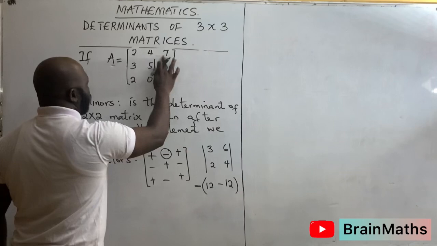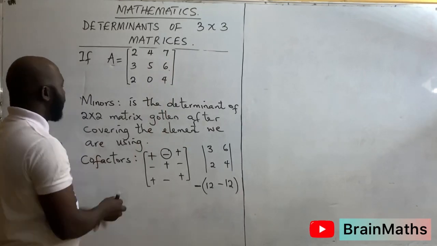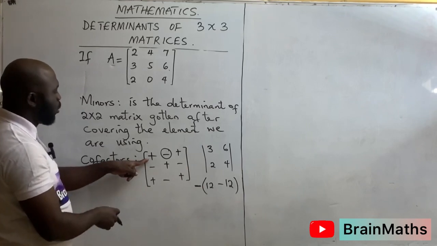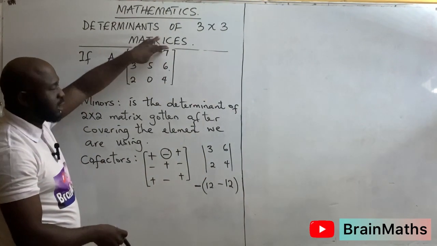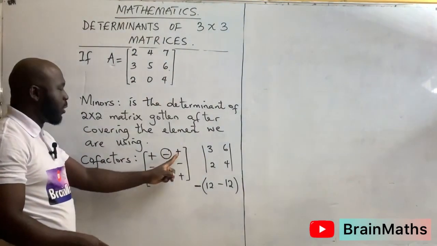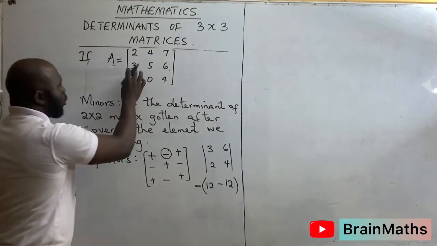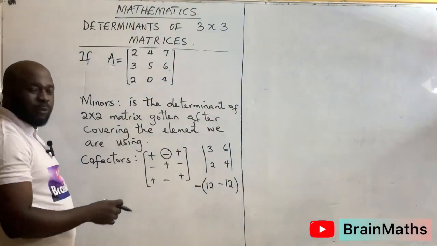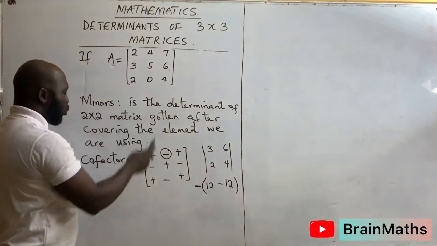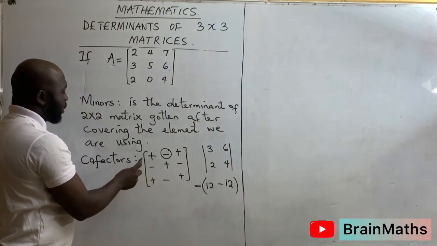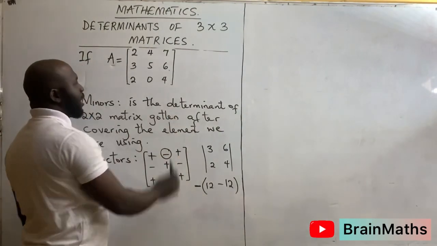Assuming we are using 2, if 2 is being used, then the sign in front of that 2 will be a positive sign. And if we are using 7 as our element, the sign in front of 7 will be another positive. Assuming you are now using row 2, if you are expanding along row 2, the first sign for row 2 will be negative. The second sign will be a positive for 5, and the third sign will be another negative.